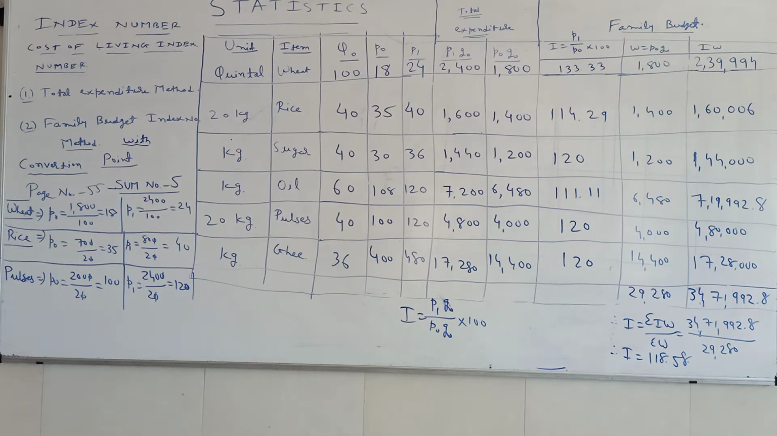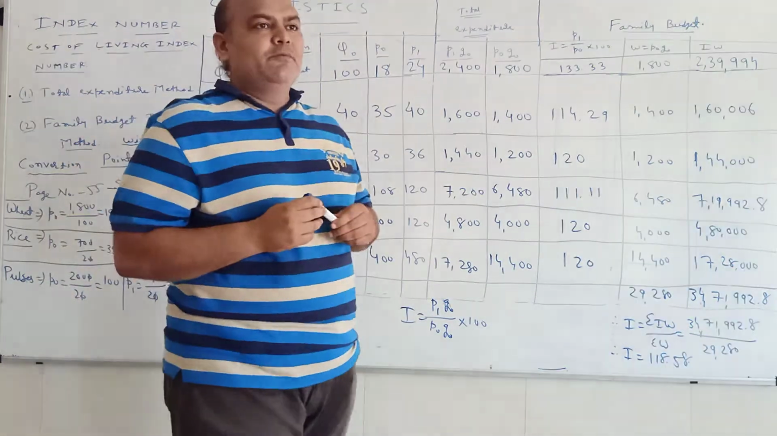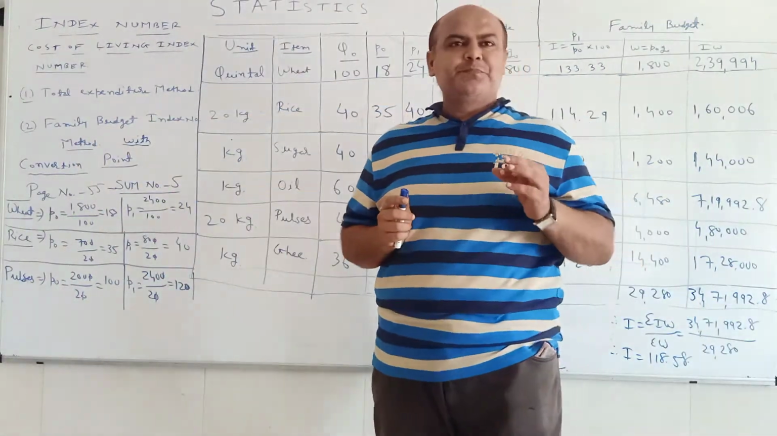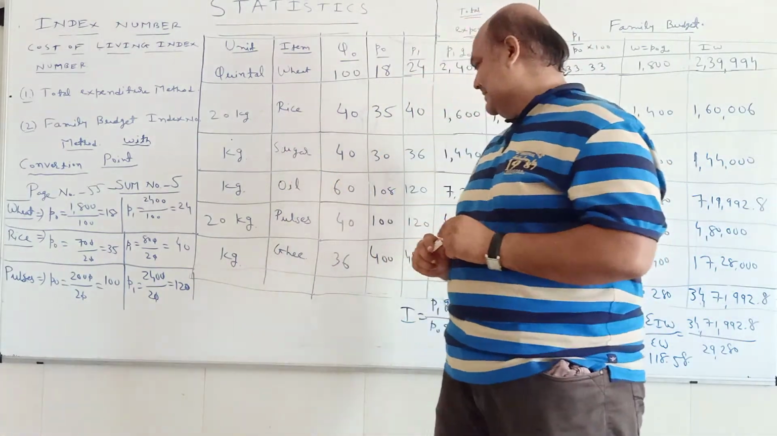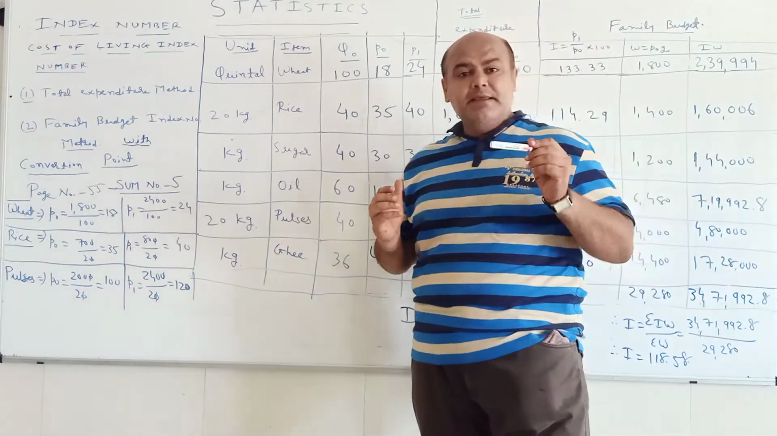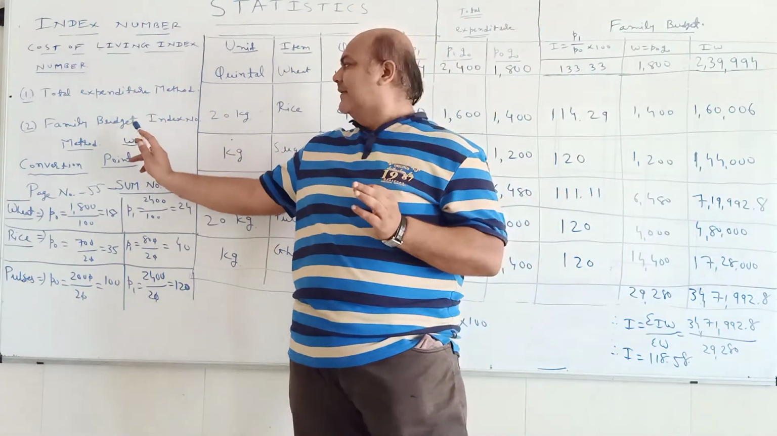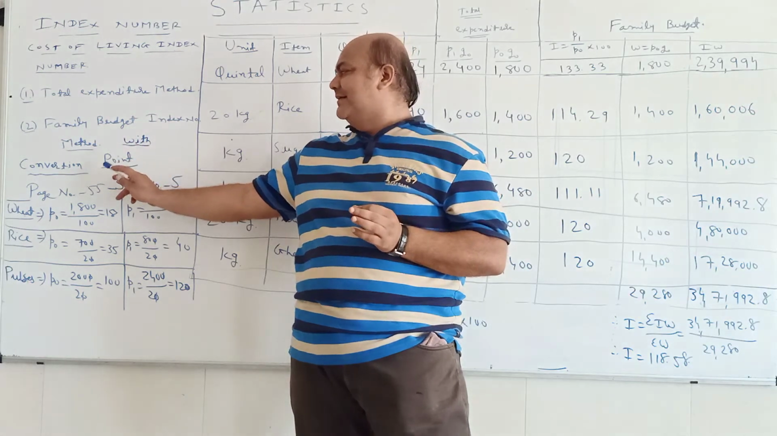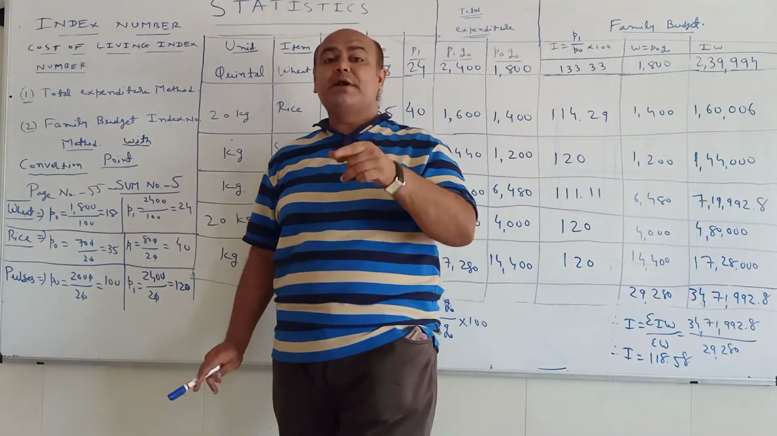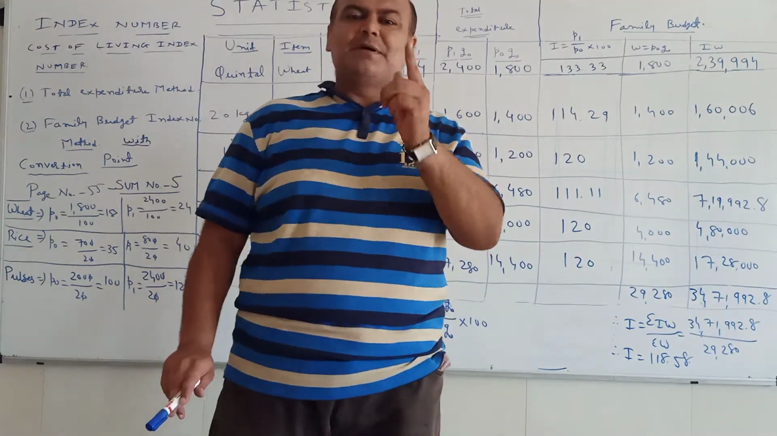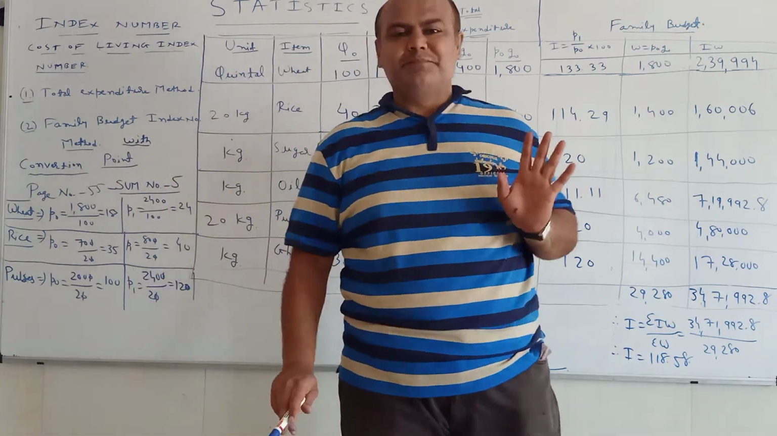Hello students, today in index number we take a sum in which there is a combination of three methods. Three methods? Yes. Total expenditure method, family budget index number method with the point of conversion. Conversion point is also there. Conversion method you all remember, last method. In last video lecture, we took a sum.